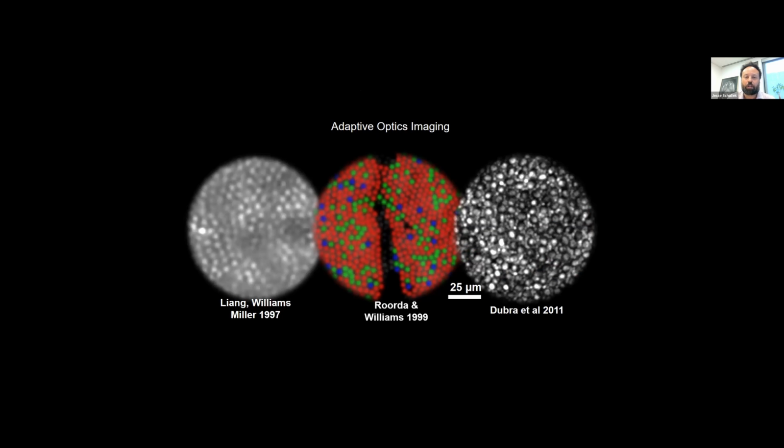There has clearly been a long lineage and progression of this, from the earliest work by Liang, Williams, and Miller, which showed in a flood instrument the ability to image the cone photoreceptors. Further improvements added densitometry, which allowed cone classification, as shown by Roorda and Williams. And further improvements in the late 2010s by Dubra and colleagues really pushed the envelope of the diffraction-limited capabilities of AO, which allowed them to see not only cone photoreceptors, but also the even smaller rod photoreceptors in between, pushing the limits of what adaptive optics can resolve.